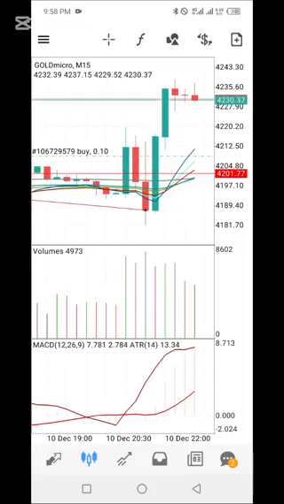Practice, practice, practice. Do not risk what you cannot lose. And preferably, if you're just coming across this and you want to try, go demo first for at least the first month, then go cent account and then micro account.